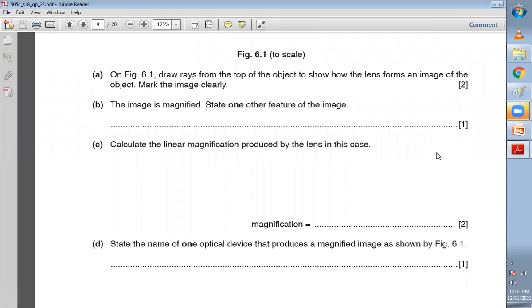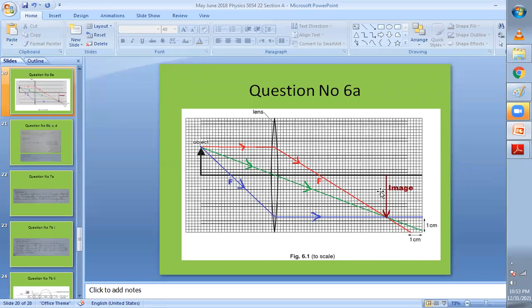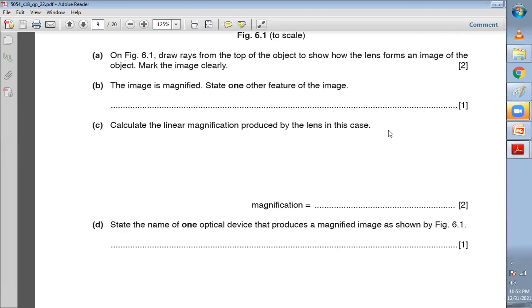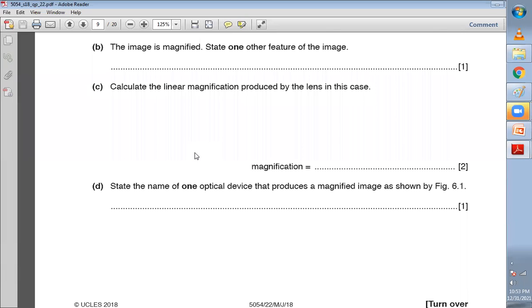Then the B part is: the image is magnified, state one other feature of the image. The one other feature is that the image is real, or the image is inverted. Okay, so let's see the next part. C part. It says calculate the linear magnification produced by the lens in this case.